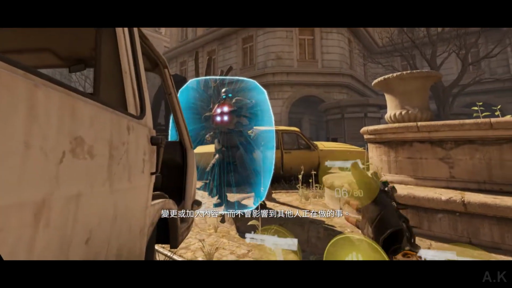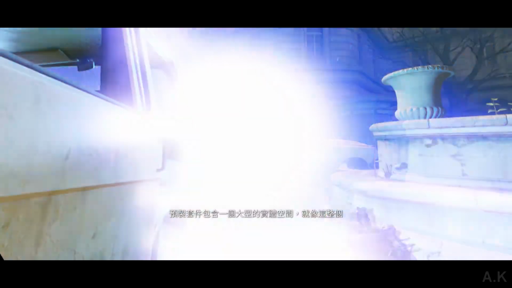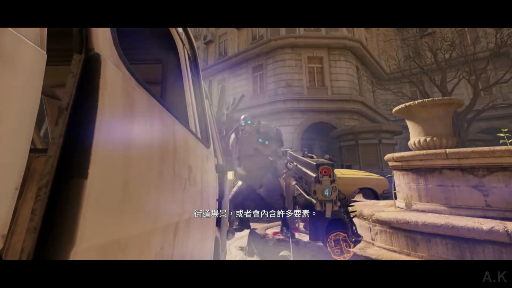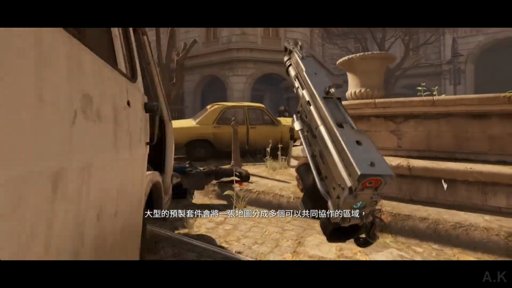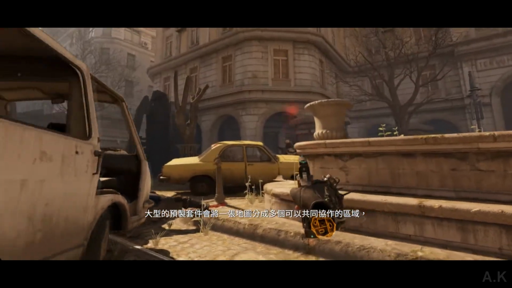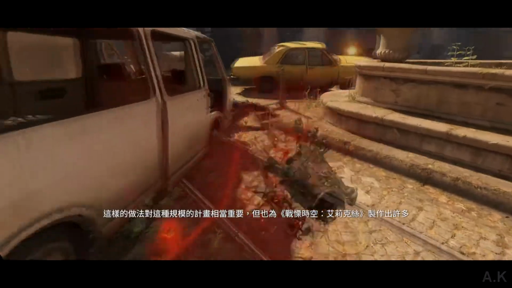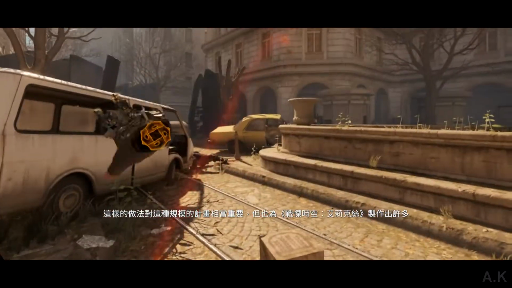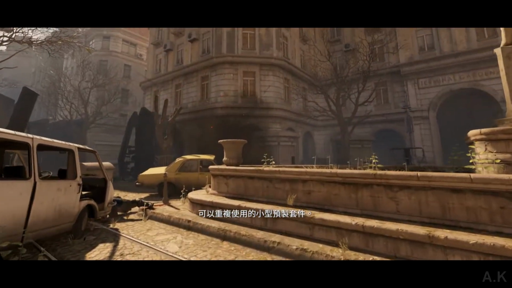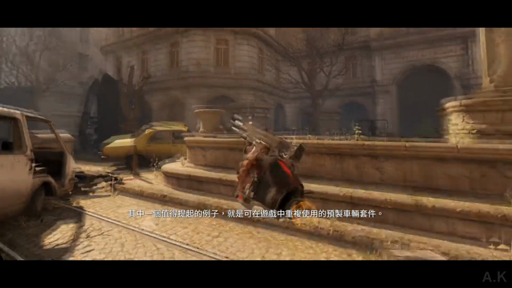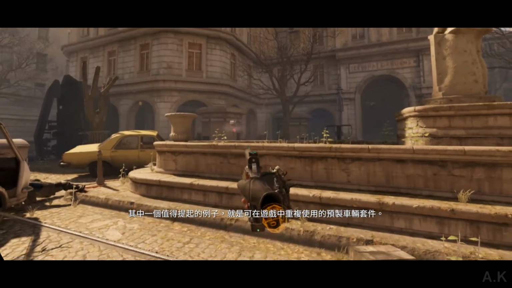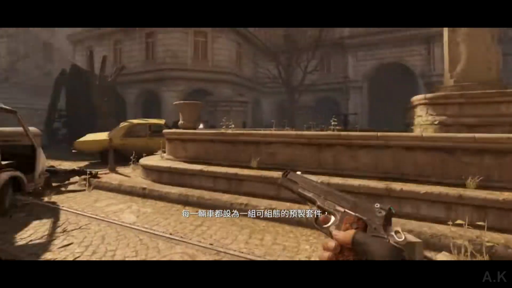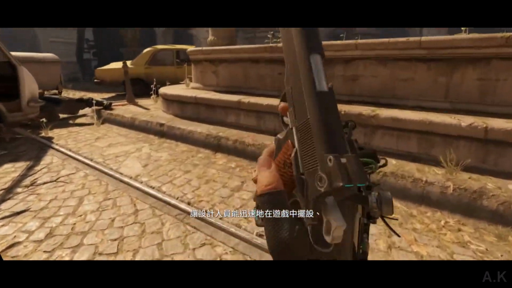A prefab could contain a large physical space like this whole street scene, or it could contain only a handful of elements. Large prefabs that partition a map to allow for collaboration were essential for a project of this scope. But many small, reusable prefabs were created for Half-Life Alyx as well. A good example of this was the set of reusable vehicle prefabs used here and throughout the game. Each vehicle was authored as a configurable prefab, enabling designers to quickly place them around the game, setting a few parameters to customize the vehicle for the context.